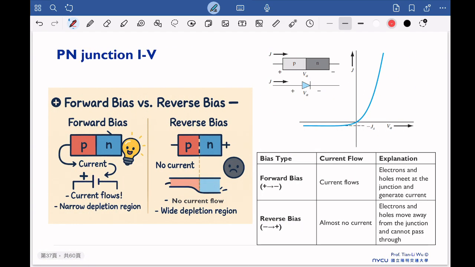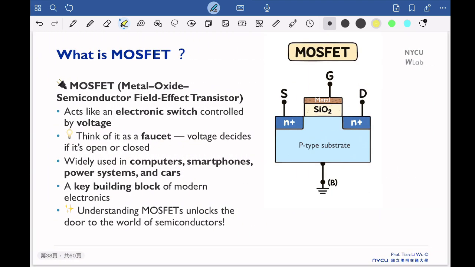So here's a summary, just a quick run-through. Under forward bias, we have a current flow. Under reverse bias, there's almost no current flow. I believe the slide is written in detail, so if you want to understand more, you can look at it in detail. The next one I want to move to is the MOSFET.